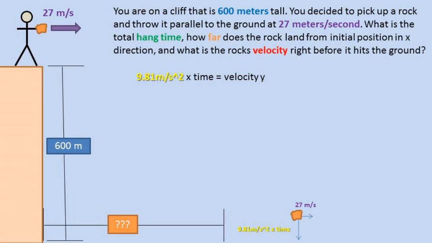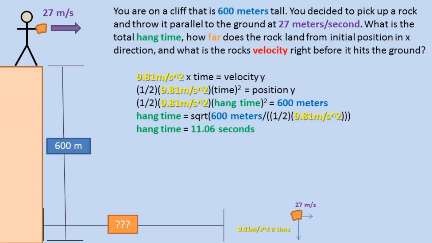The equation we can use to find velocity at a given time is 9.81 meters per second times time. If we integrate this formula, we get the position formula of 1/2 gravity times time to the second power equals position. To find the hang time, we need to find how long it will take the rock to cover the distance of 600 meters in the y direction.